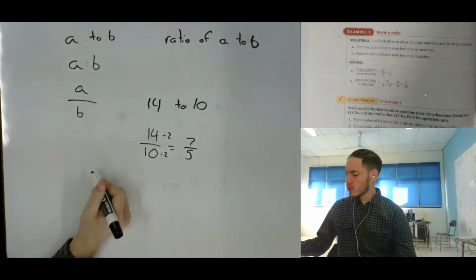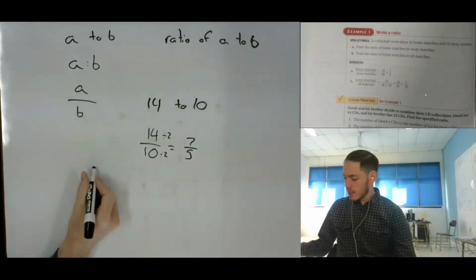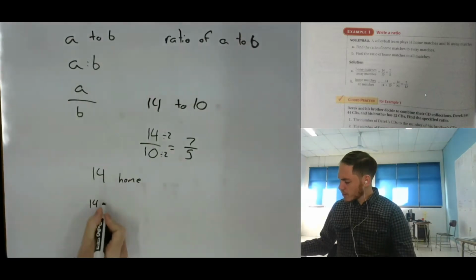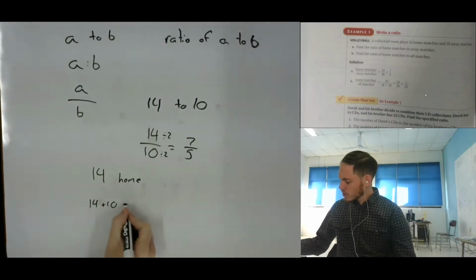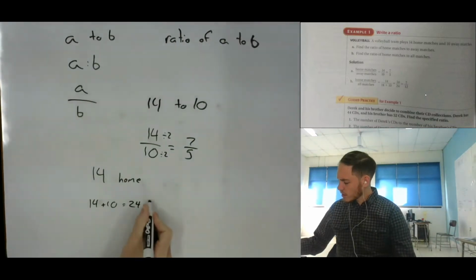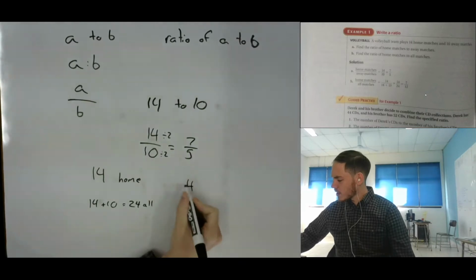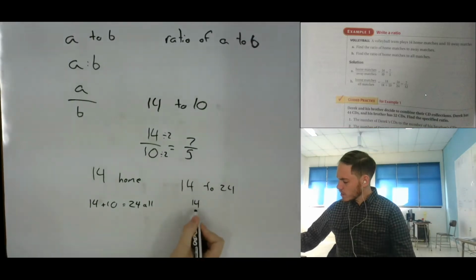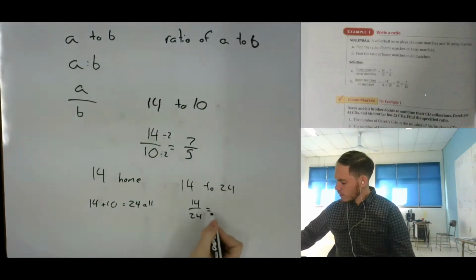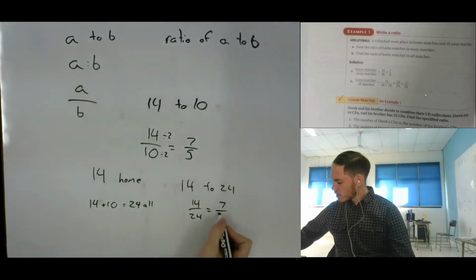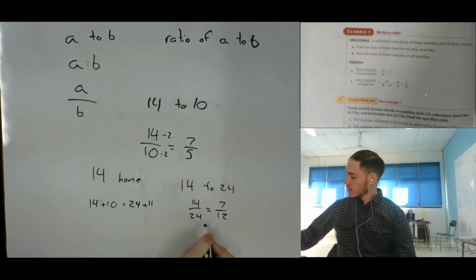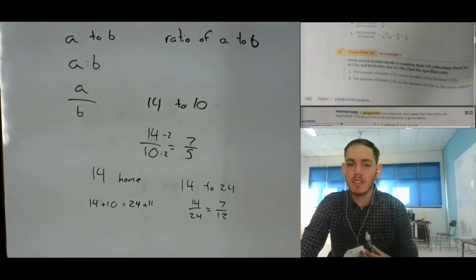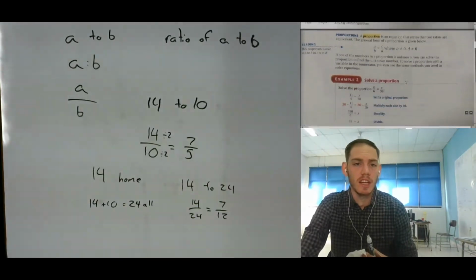Find the ratio of home matches to all matches. So home matches, again, is still 14. But all matches is 14 plus 10, the total, so this equals 24. So then home matches to all is 14 to 24, which you simplify to 7 to 12. Okay? So that is the way we do ratios. And then there's another example. You can practice it if you like.